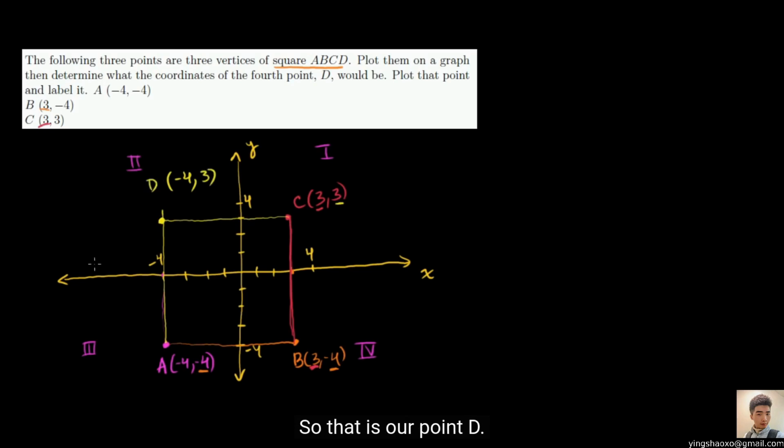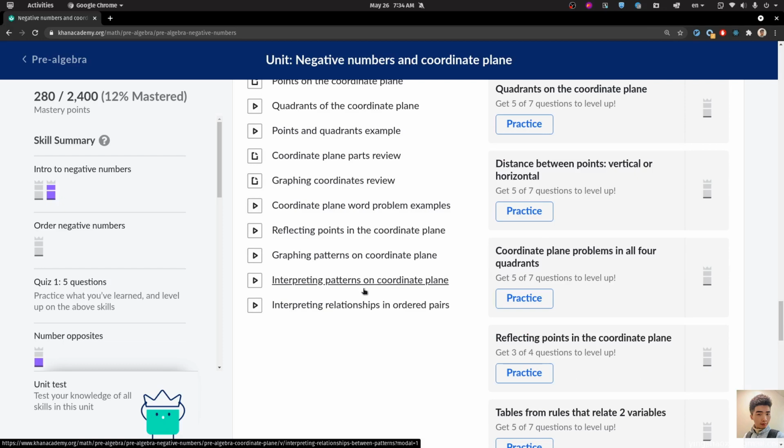So that is our point D. Notice it's at x equals -4, right above A, and it's at y is equal to 3, right to the left of point C. And we are done. Let's look at more videos to get more ideas about this. But the concepts, let's watch it first.